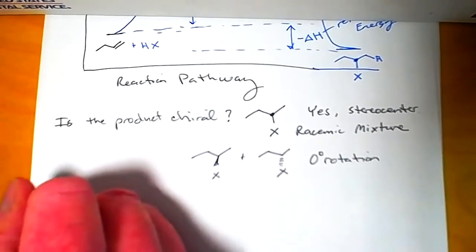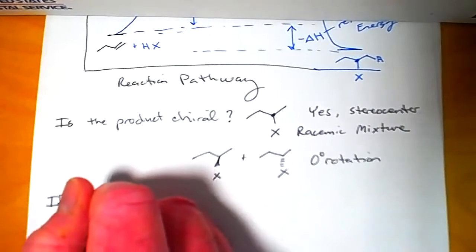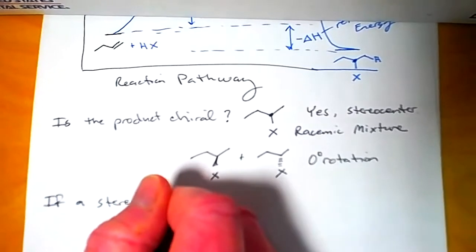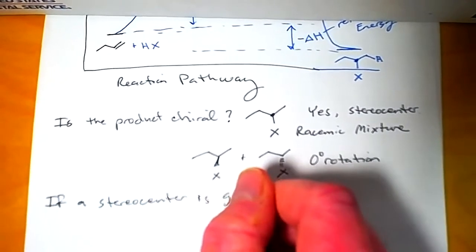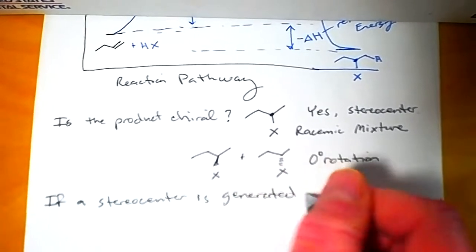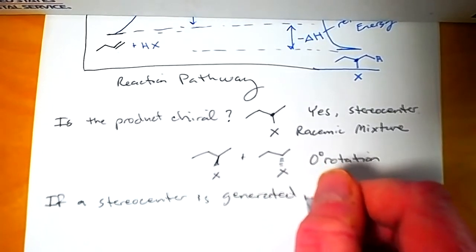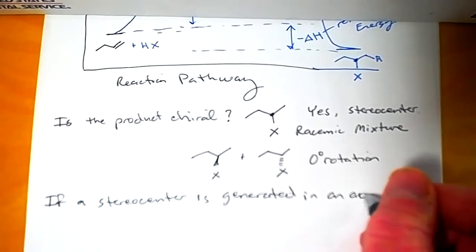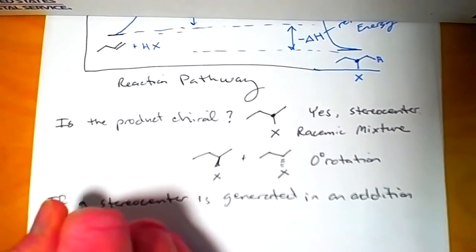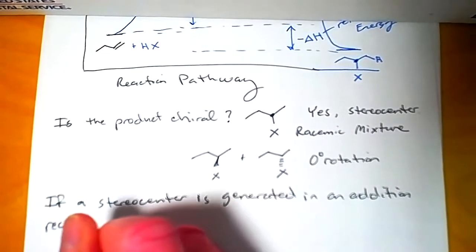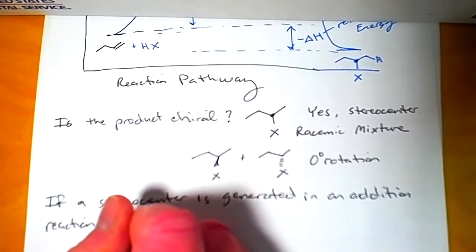So a statement is: if a stereocenter is generated in an addition reaction, that stereocenter will be racemized.